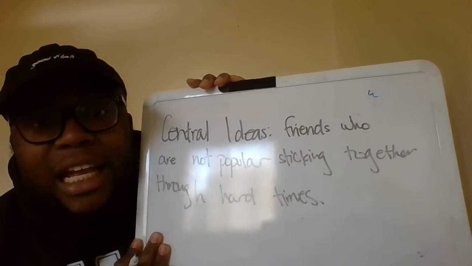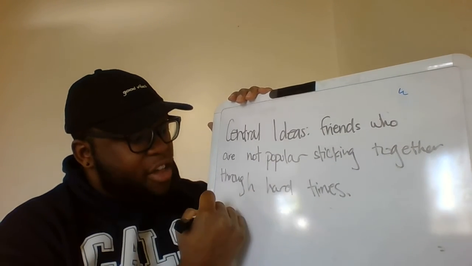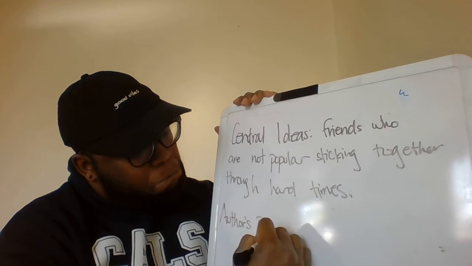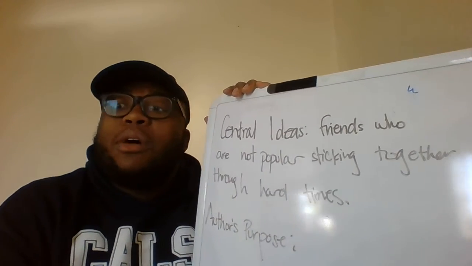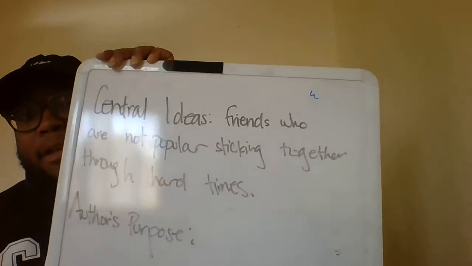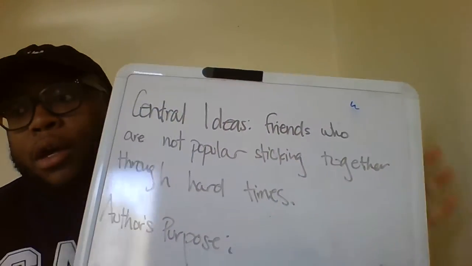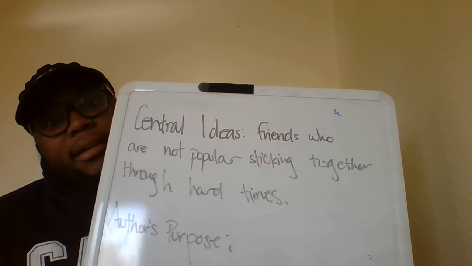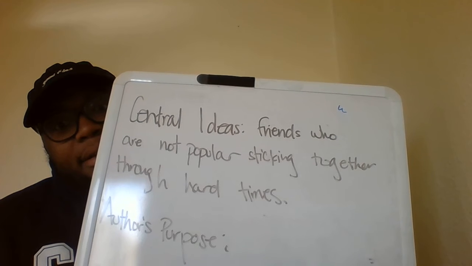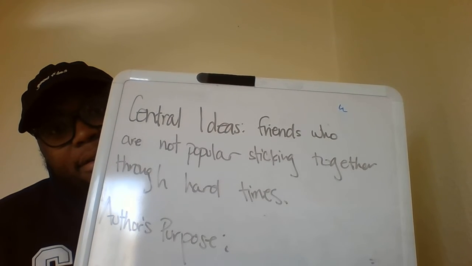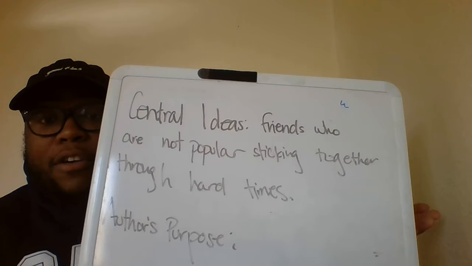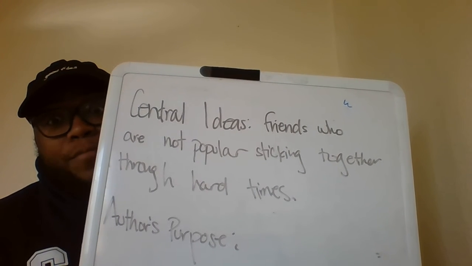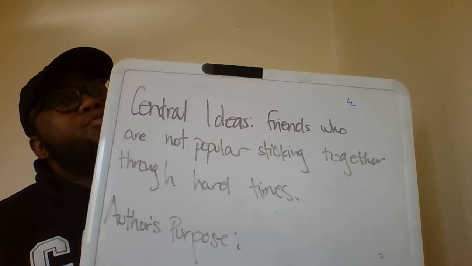Now, let's think about our author's purpose. What is the author's purpose? What does the author want us to know? What do you think the author wants us to know in this text? What is the author trying to tell us? What is the author saying to us? Okay. Maybe even though you have hard times with your friends and you fight, you still stick together through the good and the bad. That maybe sometimes your friends are the ones that you can only depend on.